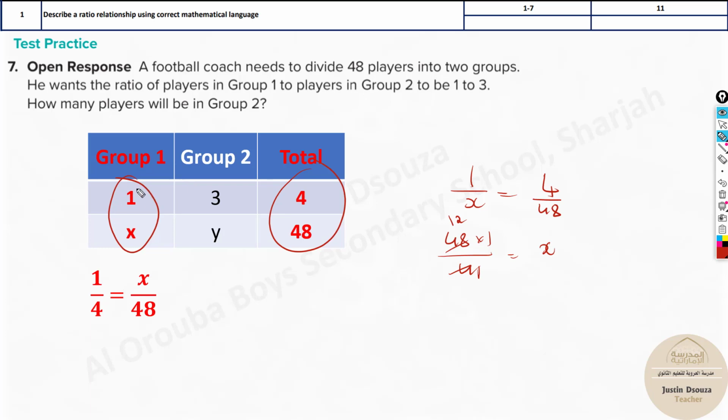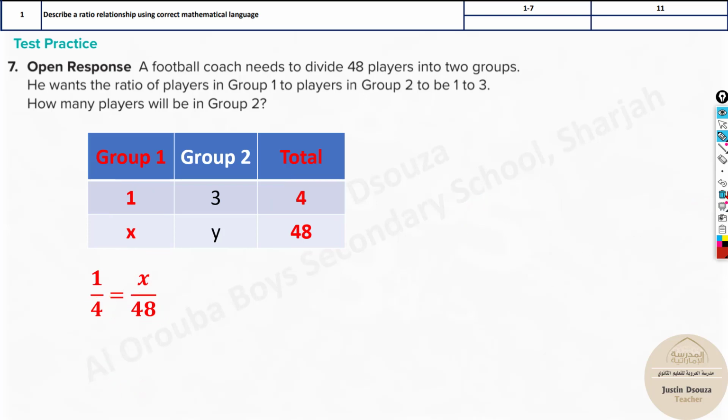Ratio. Group 1 is 1 and the total is 4. So how much will be there in group 1 here? Total is 48. Answer will be same, 48 to the other side divided by 4 equals x. It will be 12 is equal to x. Same answer. Same thing now you can do with group 2 and total, because you need to find y as well, right? So group 1 it's 12.